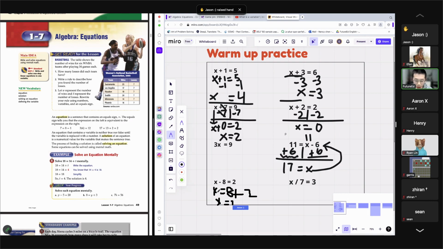Okay, I see you have x equals 8 plus 2, and then in the end, x is equal to 10. Can you verify that for me, please? So, are you sure x is equal to 10? Yes, so 10 minus 8 is equal to 2.